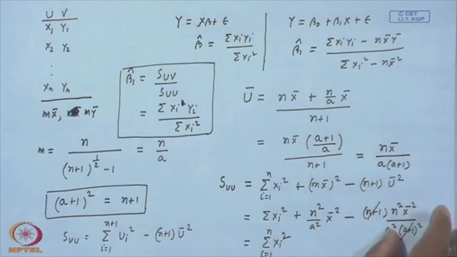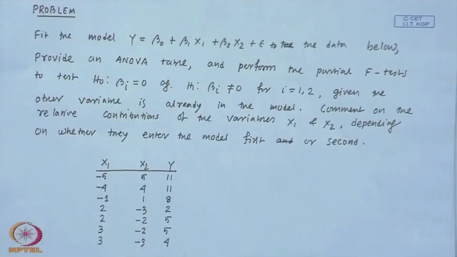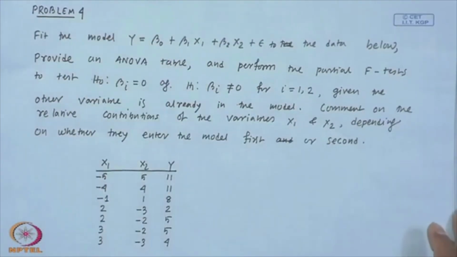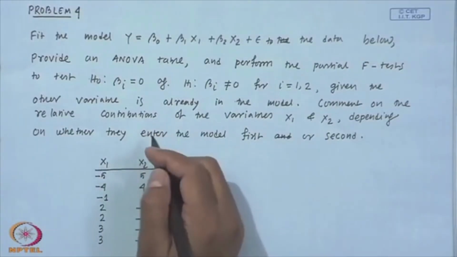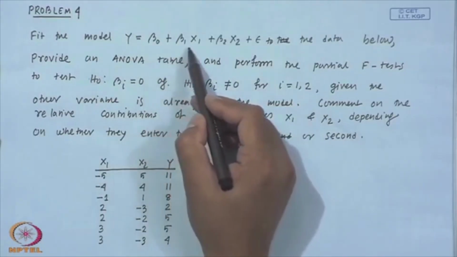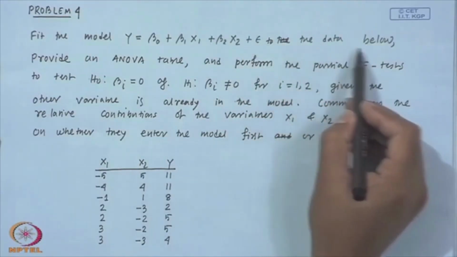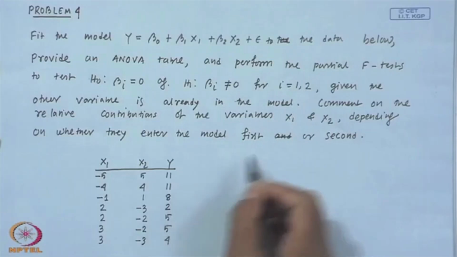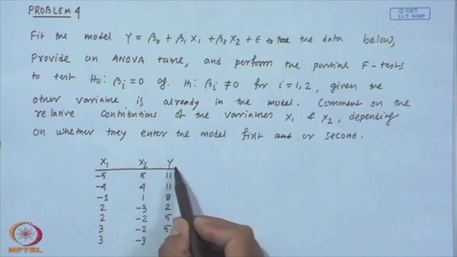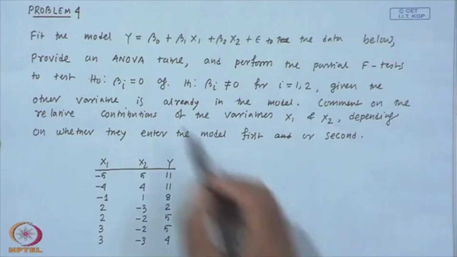Okay. Now, let me consider another problem. So, call this problem 4. Okay. So, this one says that fit the model y = beta naught + beta 1 x 1 + beta 2 x 2 + epsilon to the data given below. Okay. So, here we have two regressors x 1 and x 2 and one response variable y, and what you have to do is that you provide an ANOVA table.